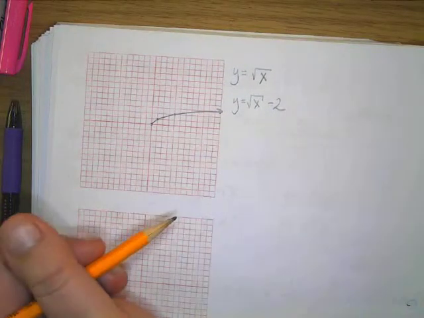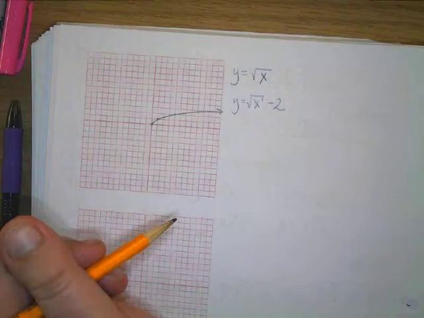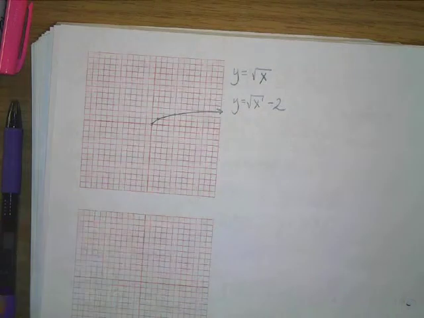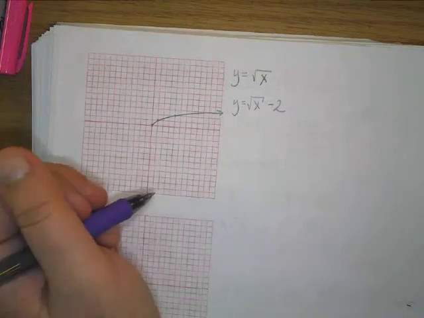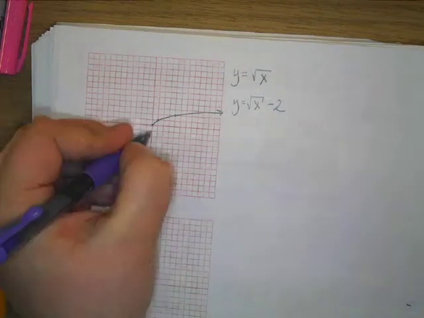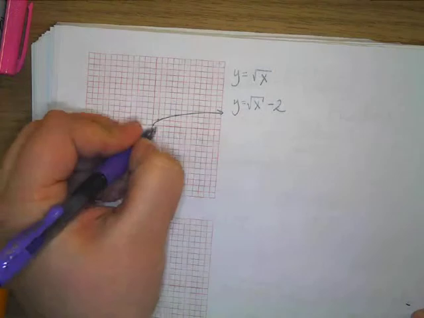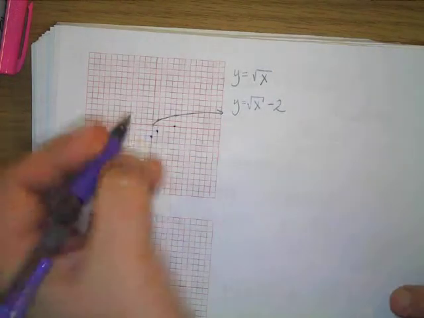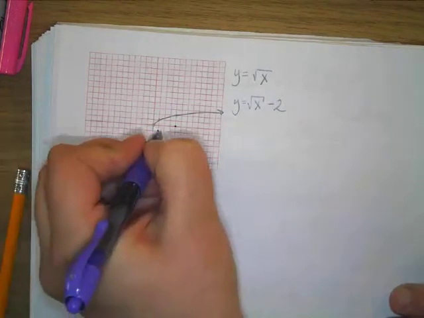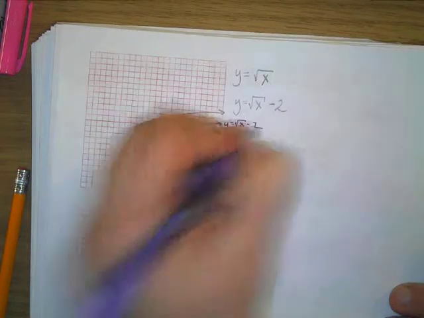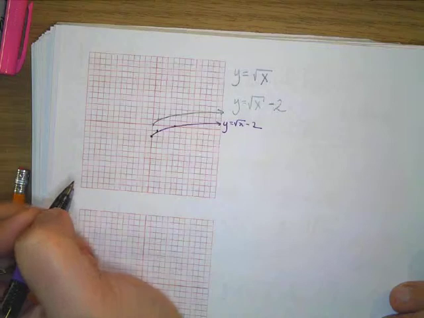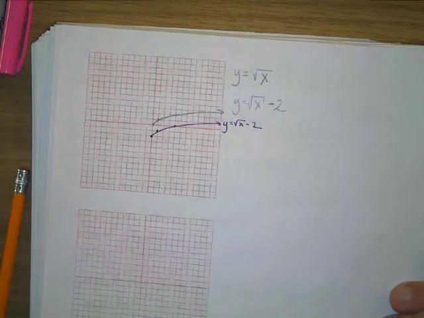So what's that minus 2 on the outside do? Moves it down 2. Good. So do we need to even make a table, or can we just drop our points down 2? We need to drop 2. So that's what that one looks like.